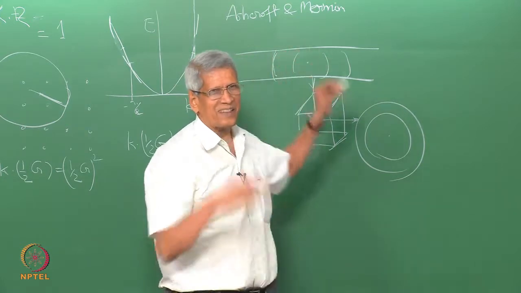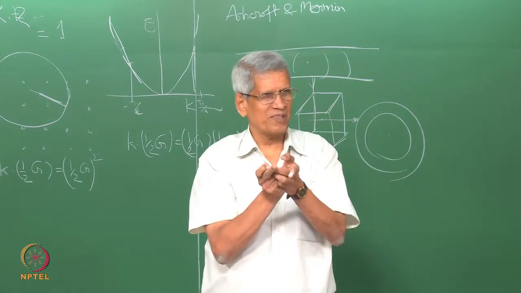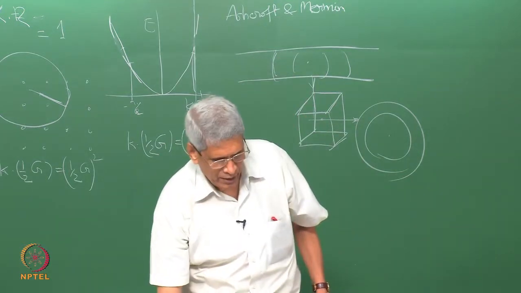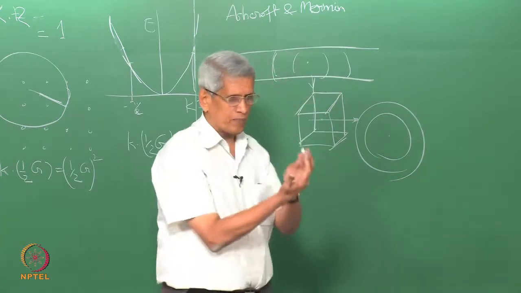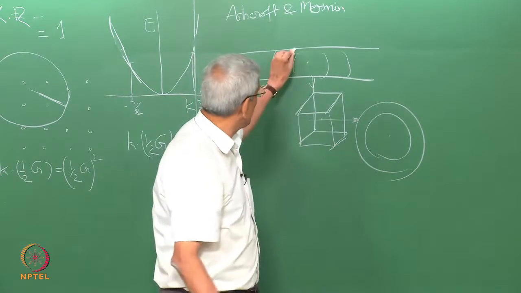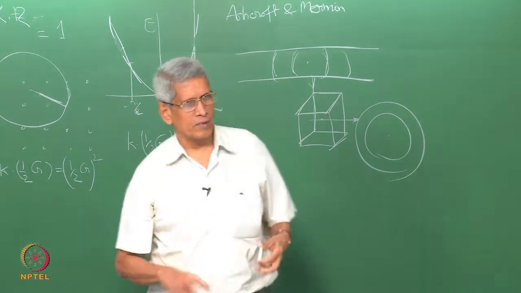Consider this exactly in 3 dimensions. It is essentially a spherical surface which will be cutting, and an arc of the circle is what we are going to get there. So with respect to a thin strip, if you put a film around that sample, then you will be getting arcs like this.